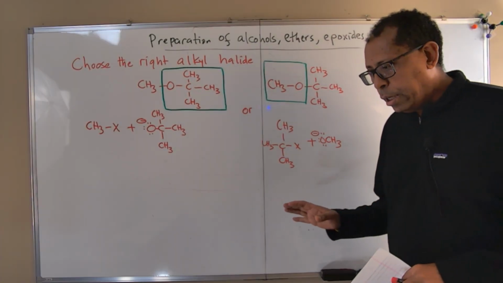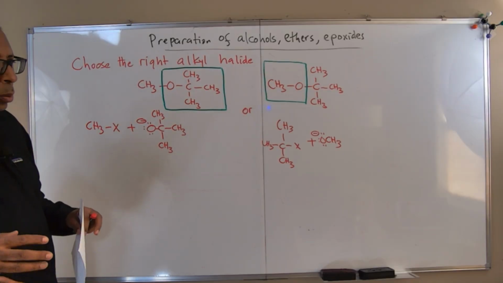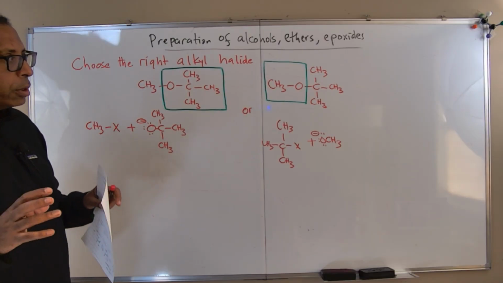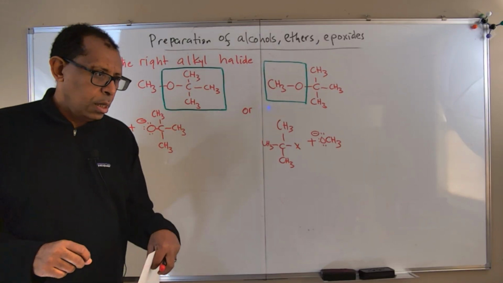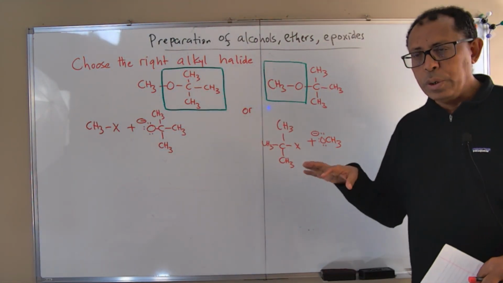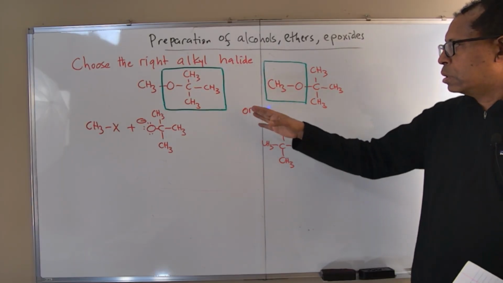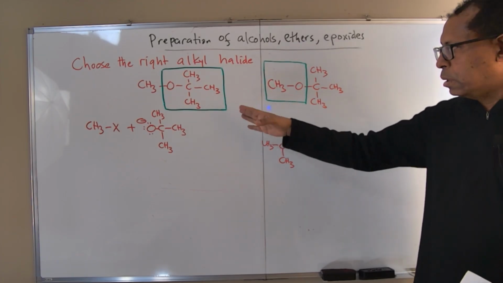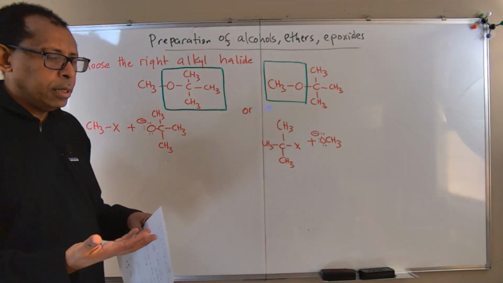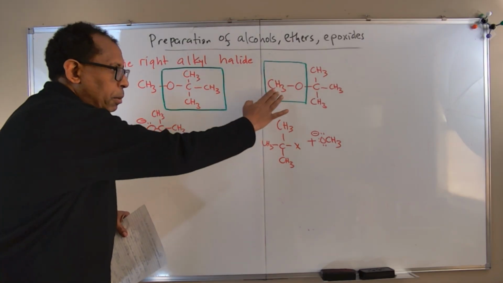Okay, let's go a little deeper into the Williamson Ether Synthesis. As I told you, Williamson Ether Synthesis is a very good reaction to make ethers. But you also have to remember there are some judgments we have to make when we synthesize an ether. For example, you have this ether, which is the same ether we have here, but it could be made by choosing an alkyl halide and also an alkoxide. So you have two possibilities here.